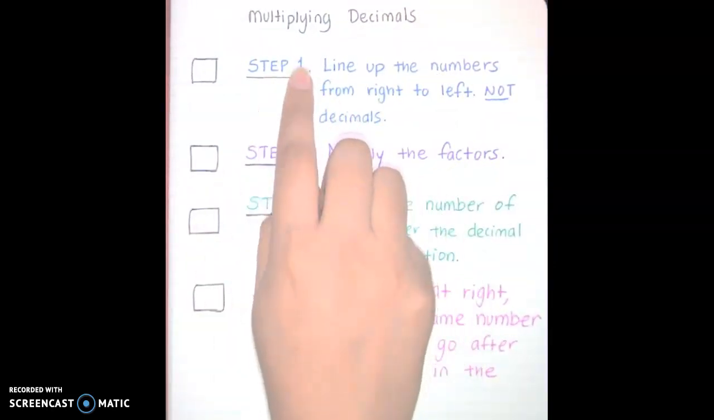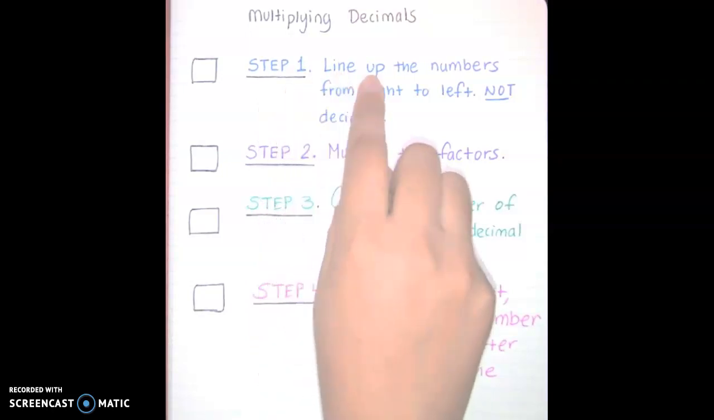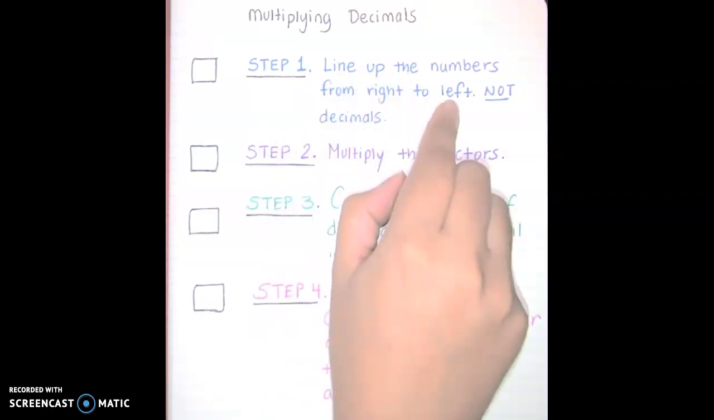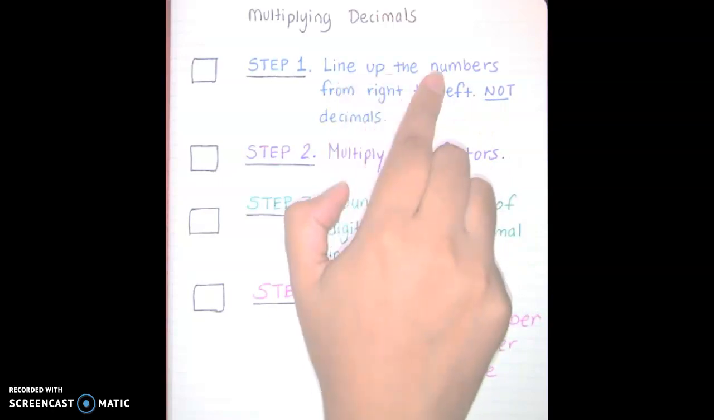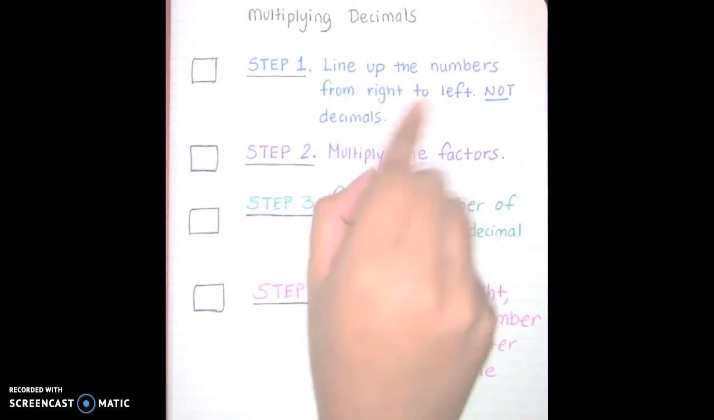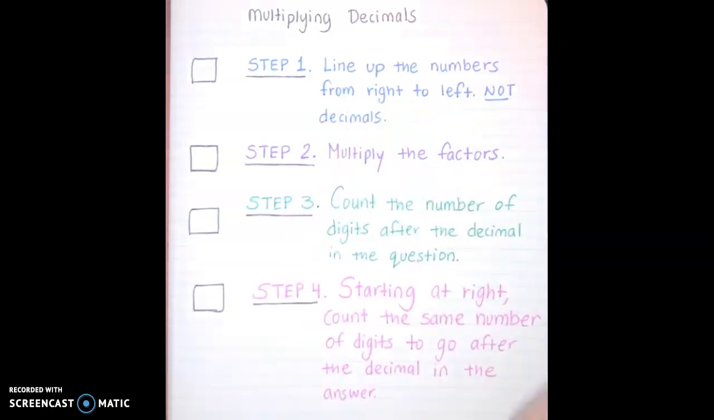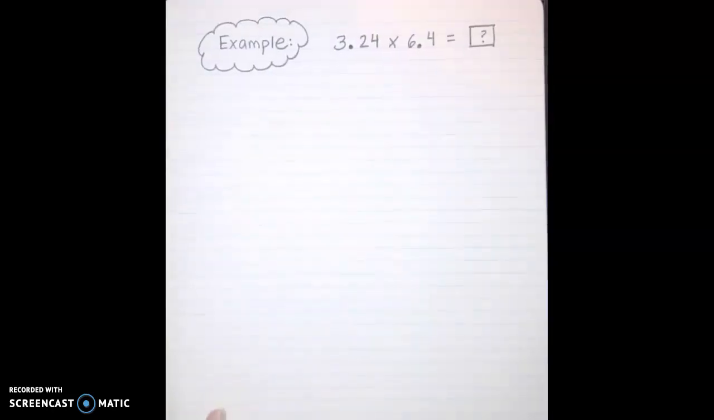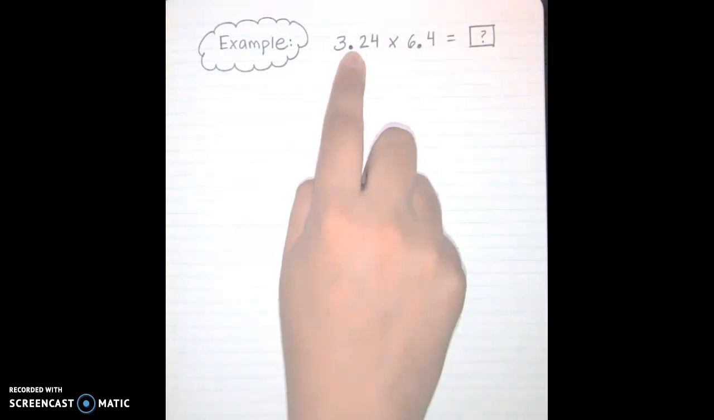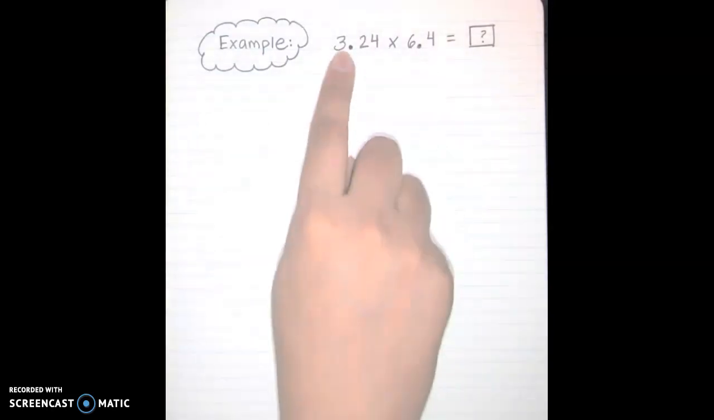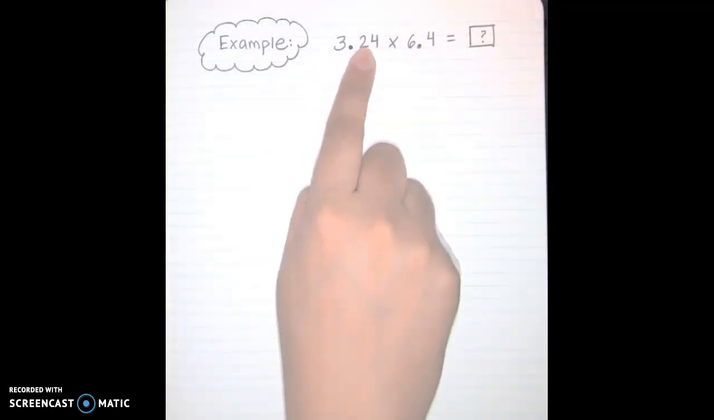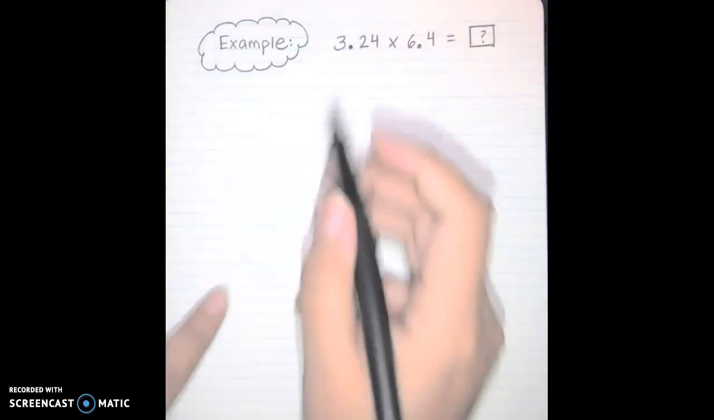Step number 1 says: line up the numbers from right to left, not the decimals. That's the first thing we're going to do with this problem. I'm going to ignore the decimal points and only line up the numbers from right to left. Let's write 3.24 as a regular number without the decimal point.